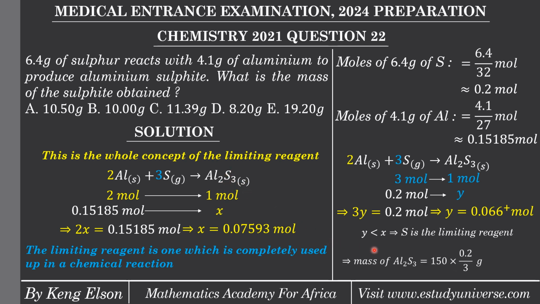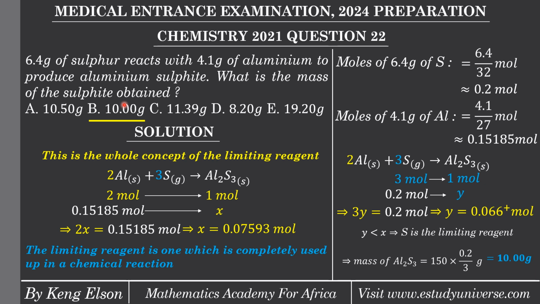So the mass of aluminium sulfide is the molar mass times the moles, which is 150 grams per mole times y, which is 0.2 over 3 or 0.0666 and so on. So when you do that, we get an exact value of 10.00 grams. So option B is correct.